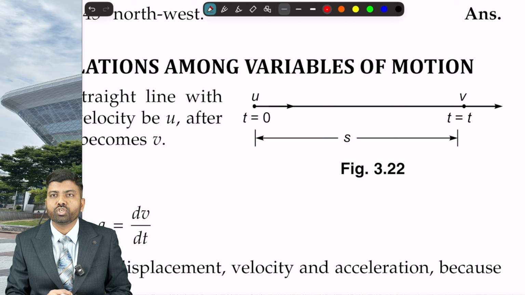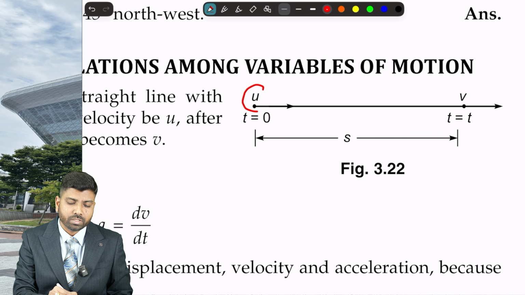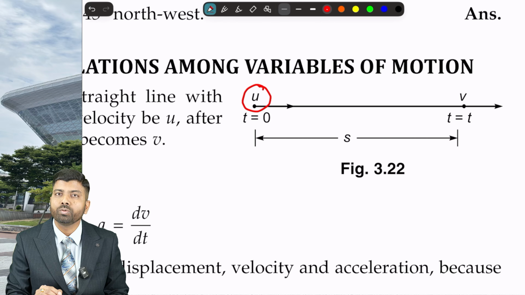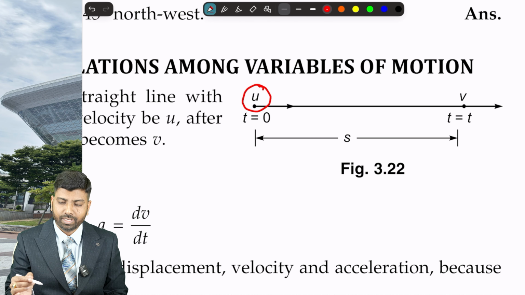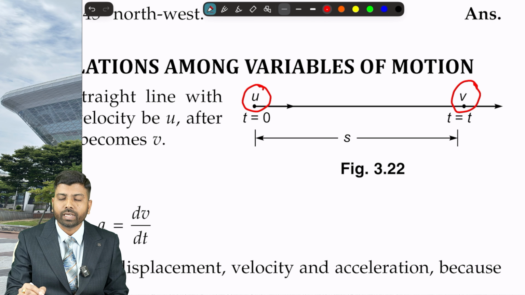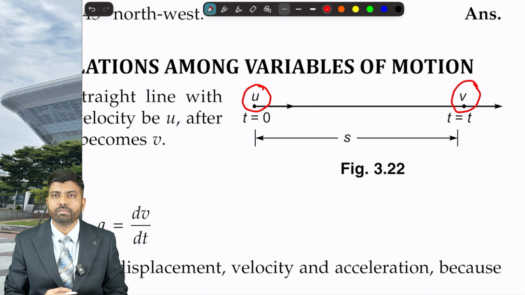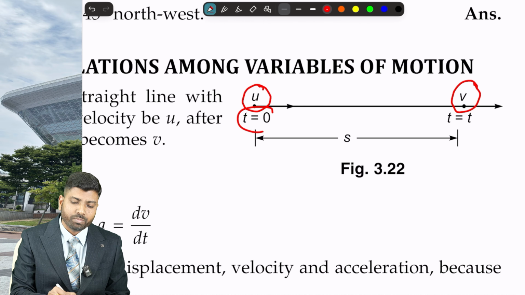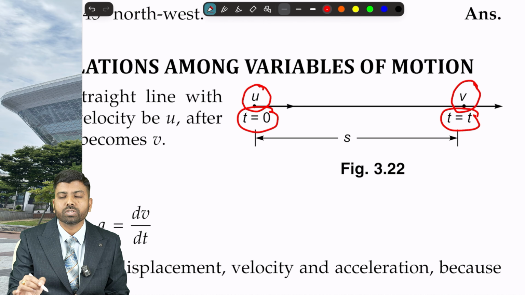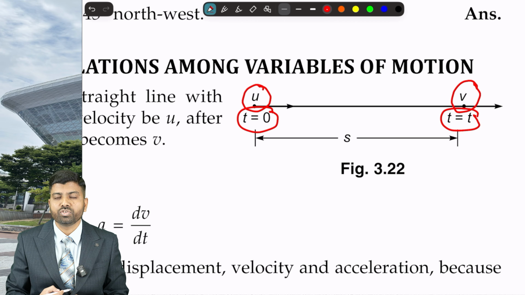Now if you look at this picture, consider one object moving with initial velocity u in a straight line with uniform acceleration, right? And after t seconds, its velocity becomes v. So the initial time is 0 and the final time for the calculation is t, right?